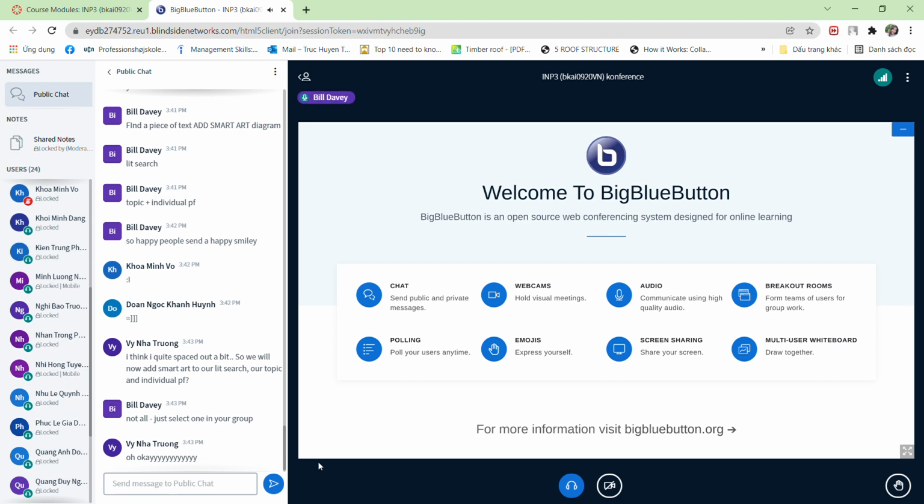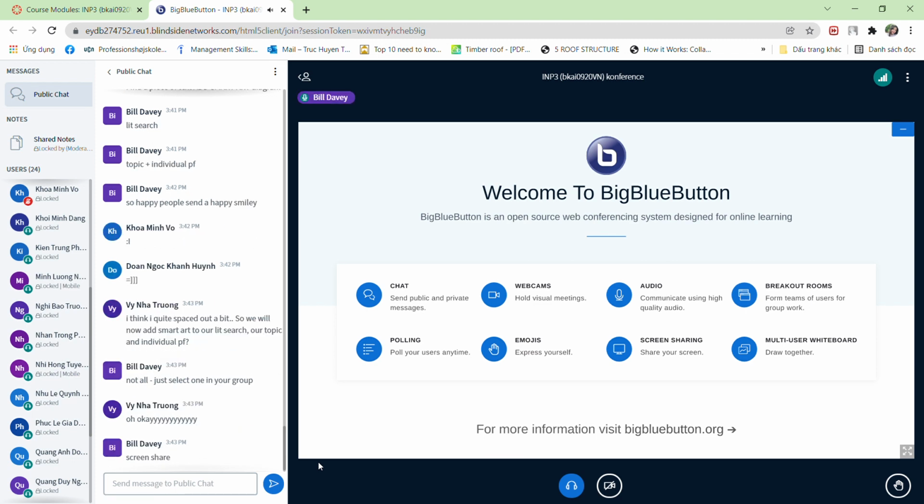Okay. Right, okay. What I'm going to do now is I'm going to leave you for 15 minutes to do that, and then we will screen share. Because this should not take too long for you to do, but I'm hoping to get some of these smart art diagrams into your work. I will be back in 15.